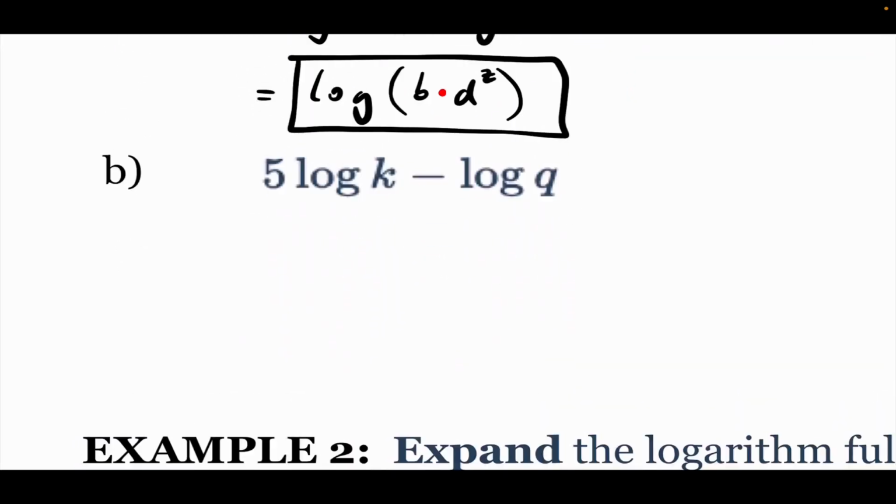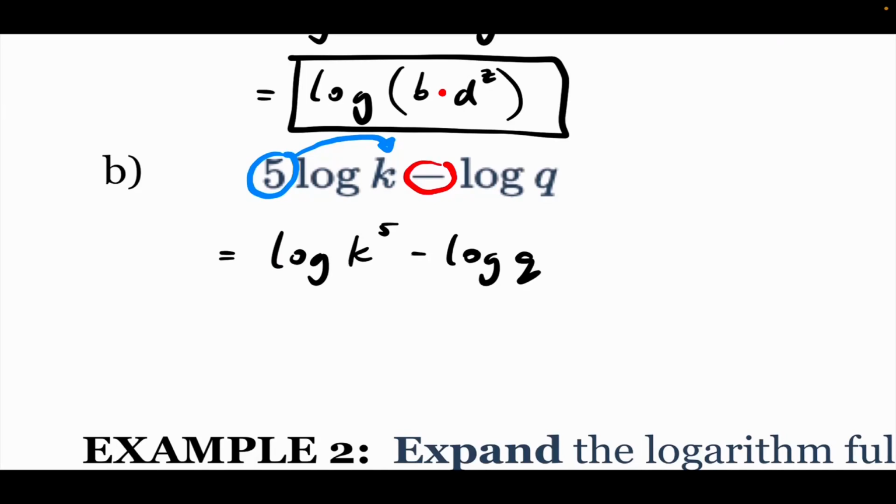Now b. Well, I have subtraction and I also have a number in front. This guy came from up here because that's what the power property says. The power property says if I have anything in front of a log, it came from the power. So I'm going to move that power back. So log of k to the 5th minus log of q.